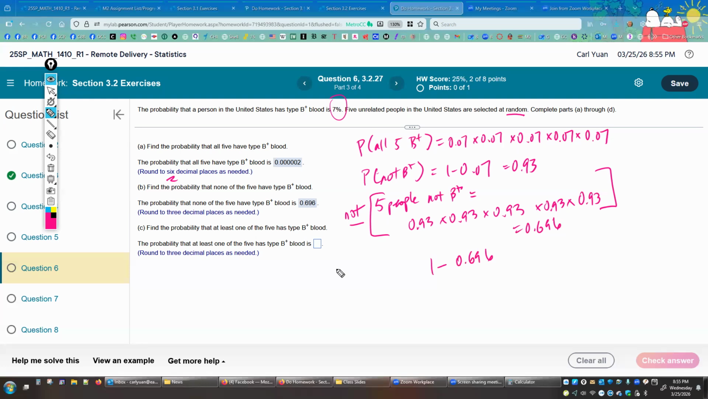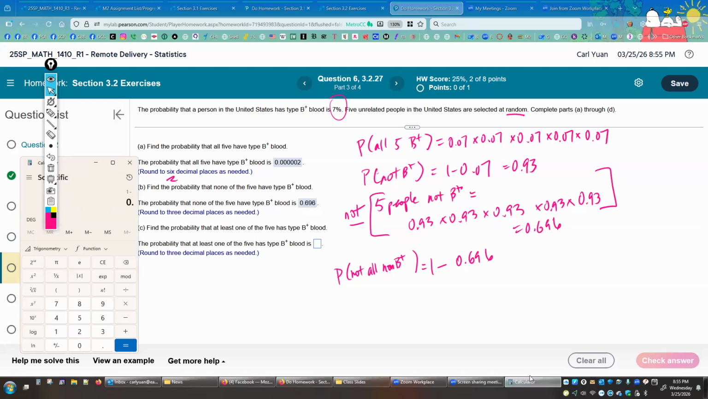So this is the probability of not all non B pluses, which is equal to 1 minus 0.696. All right. So that should be 1 minus 0.696 is 0.304. Thank you, Whitney. Okay, so let's see if that's all right.